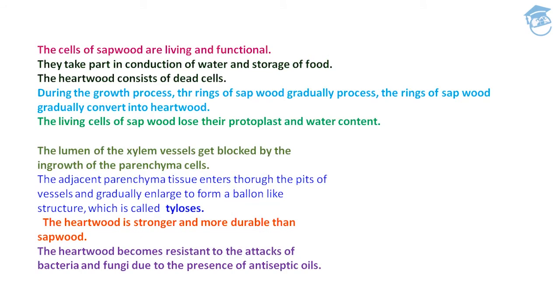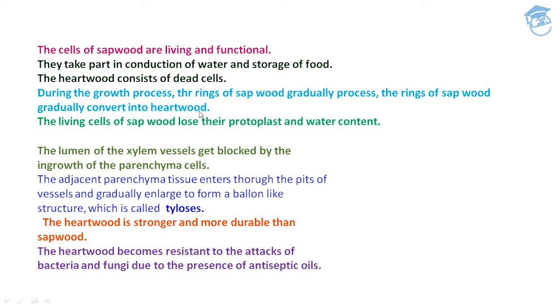So the cells of sapwood are living and they are functional. They take part in conduction of water and storage of food. And hardwood consists of dead cells, and during the growth process, the ring of sapwood gradually converts into hardwood.